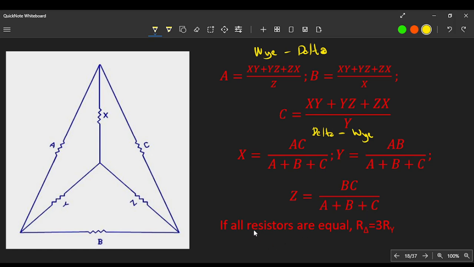If our resistors are equal, then R delta is just equal to 3RY. Meaning, if we're going to transform Y to delta and the resistors are equal, we just multiply 3 to the value of the resistance connected in Y. Okay?